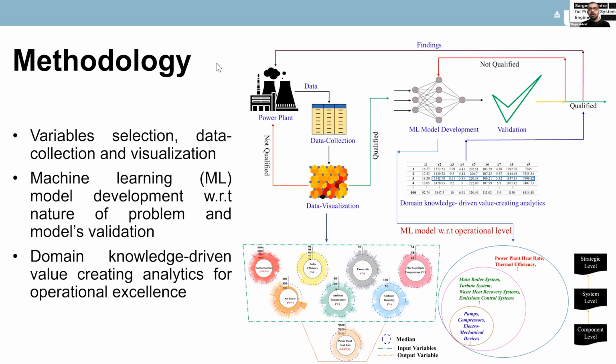The first step here is to take the data from the system, and then we have to visualize it. In the visualization, we are basically looking at the outliers, the faulty values in the data set, as well as the missing values, which need to be removed or addressed carefully. And then the data distribution space for the input and the output variables should be visualized.